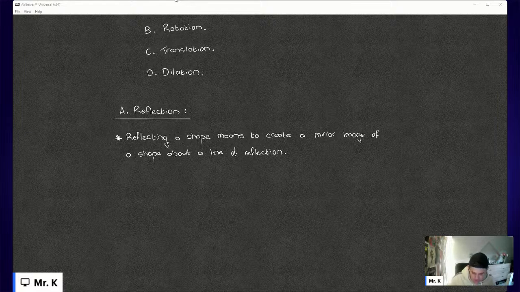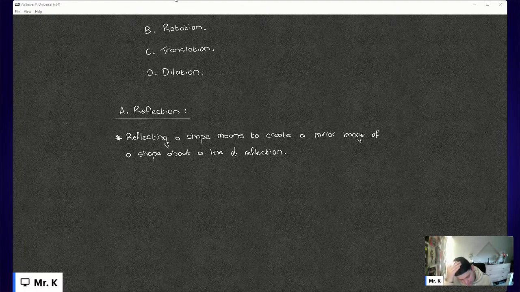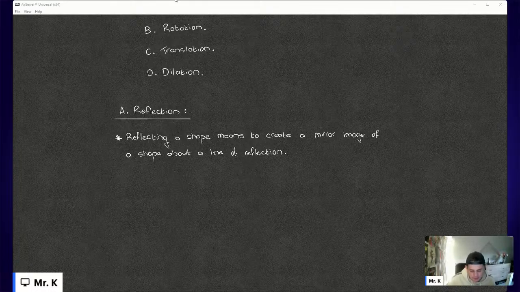All right. So a reflection means that we are taking a shape and creating a mirror image of that shape about a line of reflection.